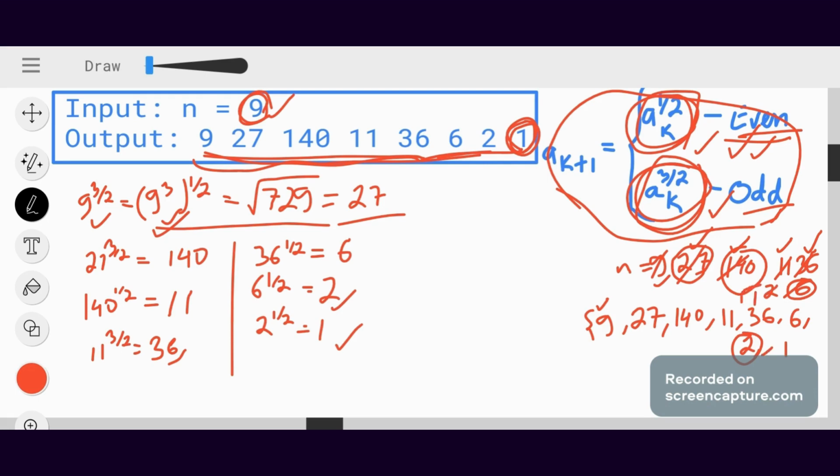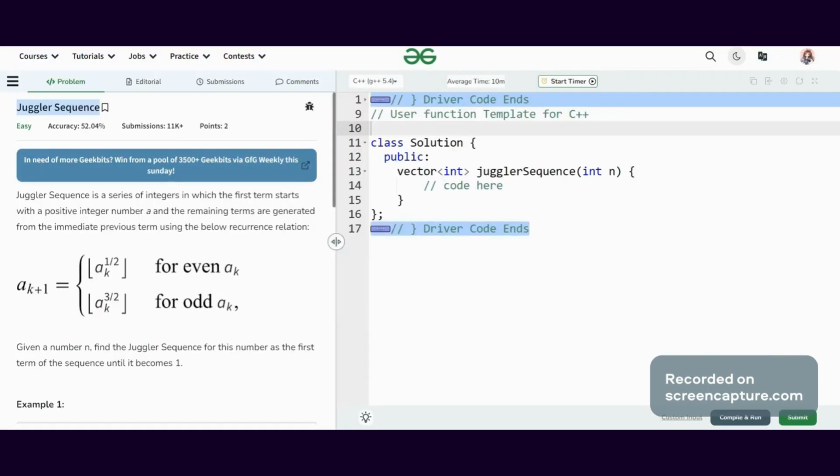Now check for 1. Wait, my 1 is equal to 1. That means I need to stop here. Why? Because we need to find the sequence for this number n equals 9 until and unless we get 1. We have got our term as 1, so we will stop here. Now let's see how to implement the code.